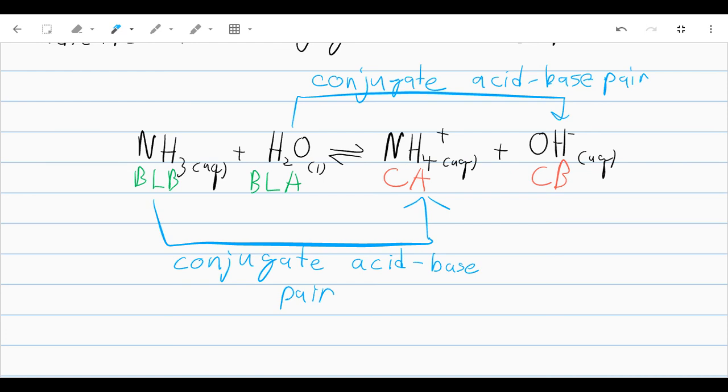So the pair that starts as a base has one extra H plus in the products. The pair that is the acid in the reactants has one less H plus in the products. And you should remember as well that the acids don't always have a positive charge. The bases don't always have a negative charge too. You can have acids that have a negative charge. It's just that if it's a negative charge, it means that it is likely also an amphiprotic compound too.